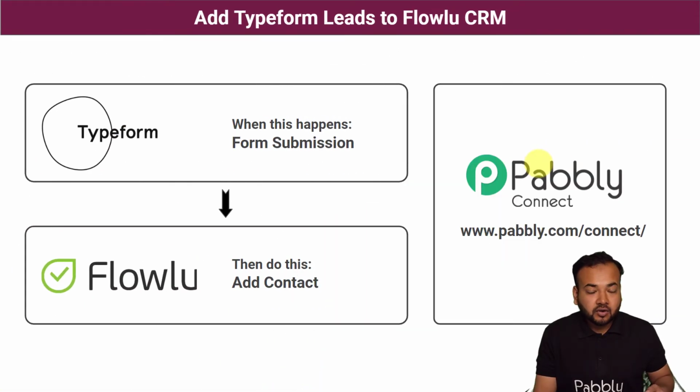So this is what the flow of this automation that we are about to set up is going to look like. As and when you receive a form submission from any of your leads or customers via Typeform, the same person who has filled this form is going to be added as a new contact in Flowlu application automatically. And to make this happen, we are using Pabbly Connect, which is an integration and automation tool.